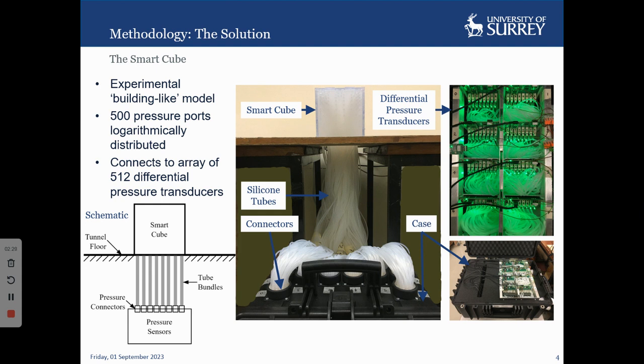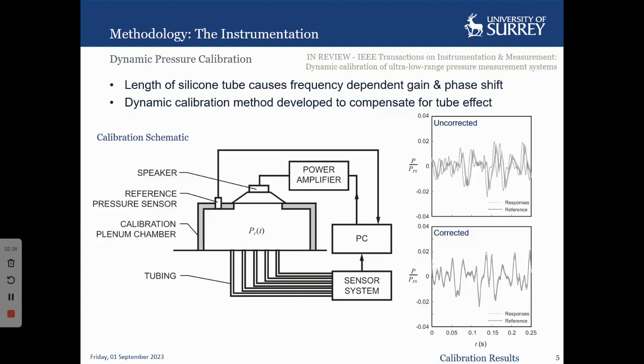But the case fits underneath the wind tunnel, and then the cube just needs to sit on top of a hole in the tunnel floor for all of the tubes to fit through. So that was the idea behind the model. The tubes, however, mean that there is an amplitude attenuation of your pressure signal and also a phase lag between the pressure change happening on the surface of the cube and that being detected by the pressure transducer. So we needed a way to compensate for this effect, and we developed a dynamic pressure calibration system to compensate for this tube effect that we saw.